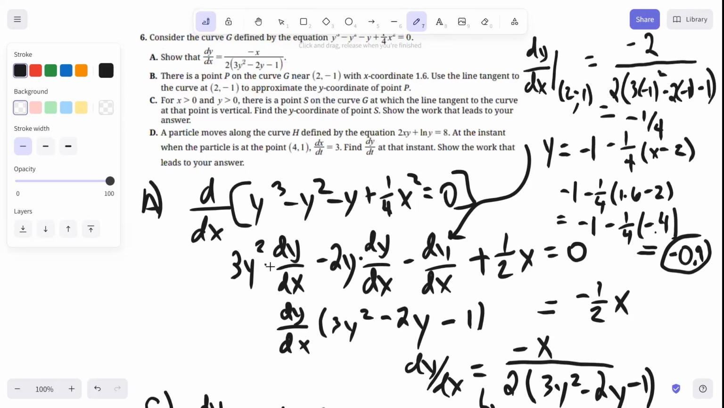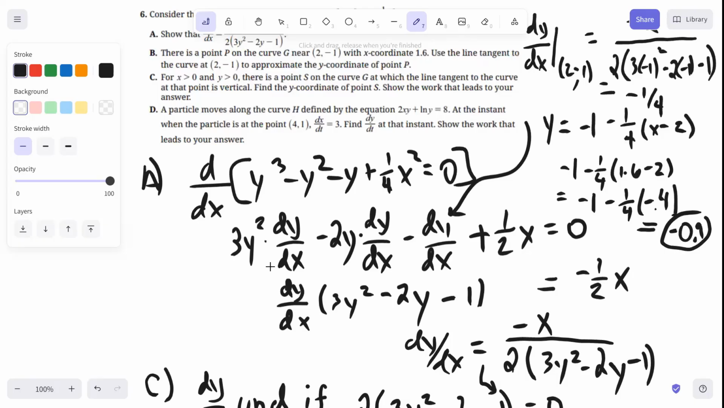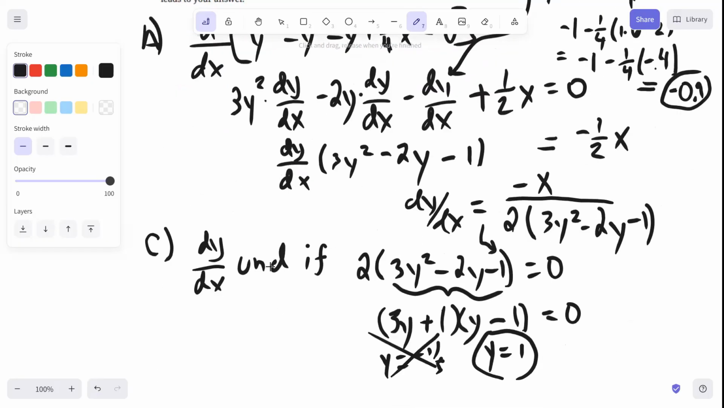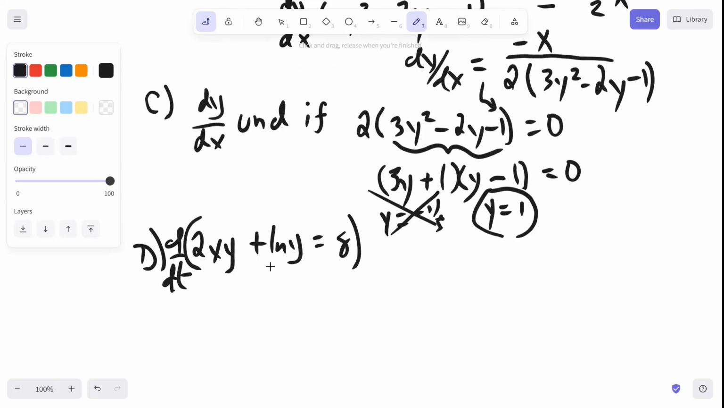And finally, part D: a particle moves along curve H defined by the equation 2xy plus natural log y equals 8. At the instant when the particle is at the point 4, 1, dx/dt equals 3. Find dy/dt at that instant, show the work. Now part D switches gears a little bit because here we have an implicitly defined function as well as a related rate situation. So our function is 2xy plus natural log y equals 8. We're going to differentiate this with respect to t, so you treat x and y both as functions of t.